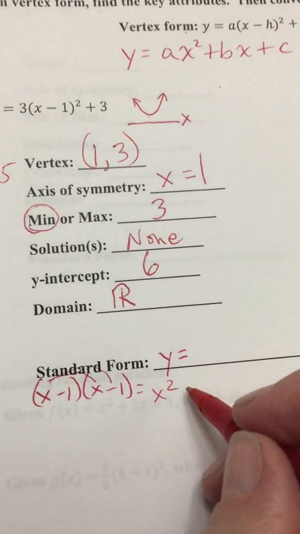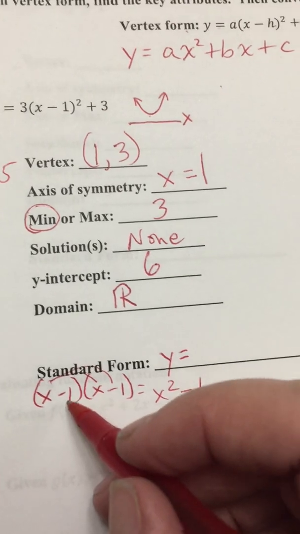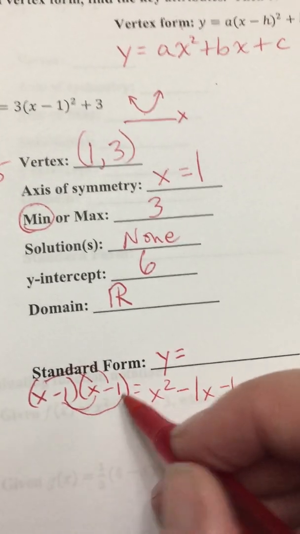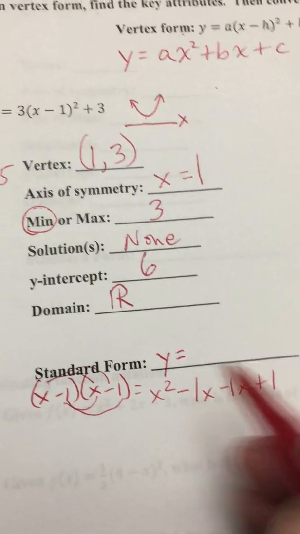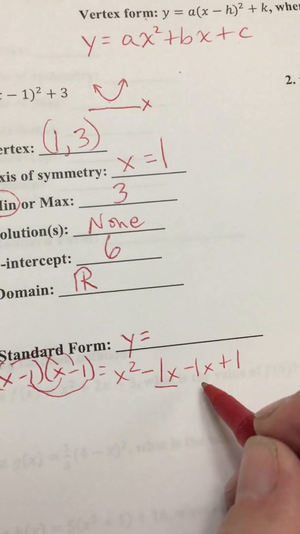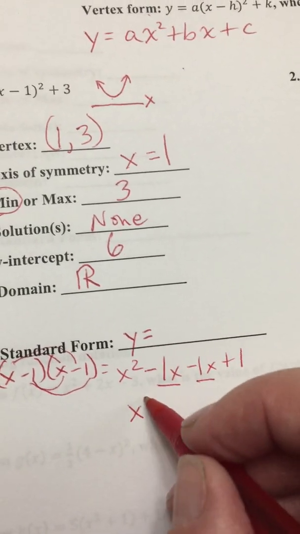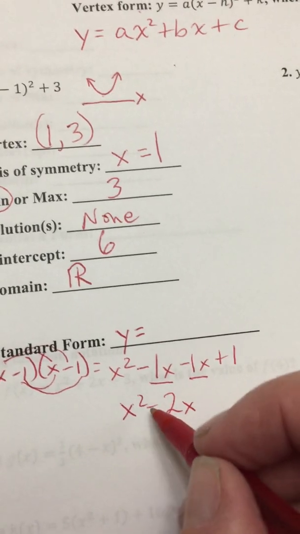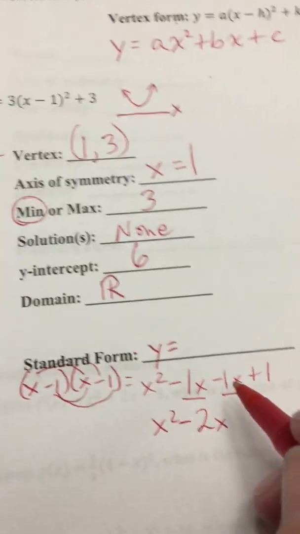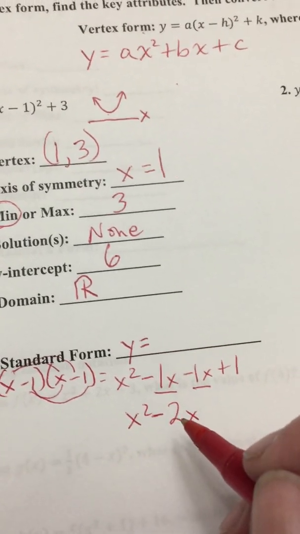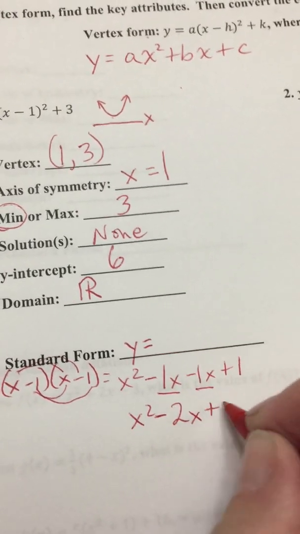X times -1 is -1x. -1 times x is another -1x. And -1 times -1 is a +1. So all I did was that double distribution, and there are my 4 pieces. Combine your like terms, which means I now have x squared, and -1 plus -1 is -2x. When you're combining like terms, don't change my somethings. -1 something minus 1 something is -2 somethings. And then, of course, I still have the +1 on the end.